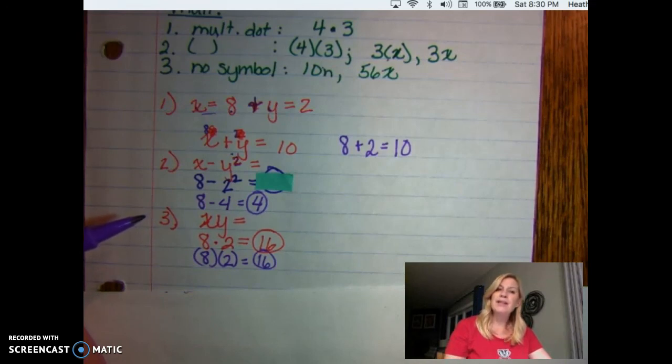Have a great lesson. This is a fun one. I always find algebra kind of fun. It's like a puzzle. So see me if you have any questions at all, and no question is a silly question.